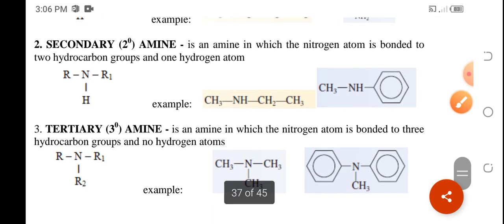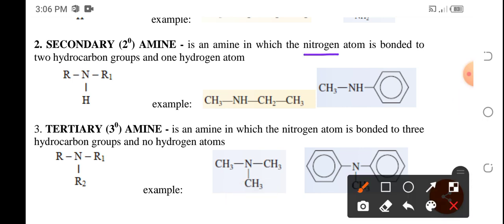For it to be classified as a secondary amine, the nitrogen should be bonded, this time, to two hydrocarbons or series of carbon atoms, and the other bond is allotted to a hydrogen. So as a general structure, this is the N. It is attached to a series of carbon atoms, another series of carbon atoms, and a hydrogen. Take note that the series of carbon atoms here may be the same or not. So again, the R and the R1 may be the same or not.